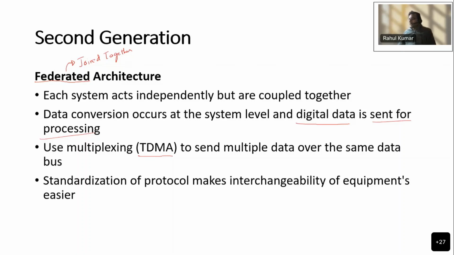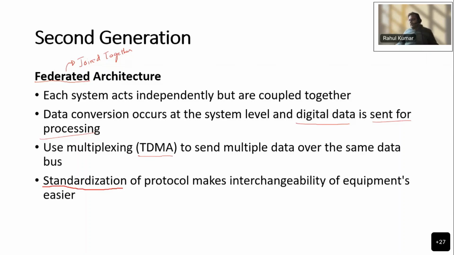So this architecture uses a standardized protocol to connect different components or different systems, which allows interchangeability of equipment. That means if you want to change that equipment with an advanced one, you can easily just connect it.